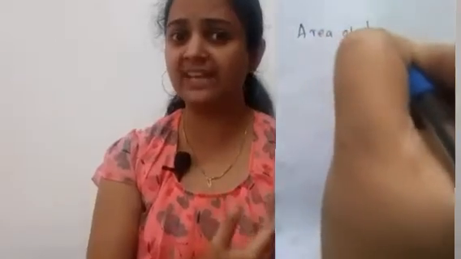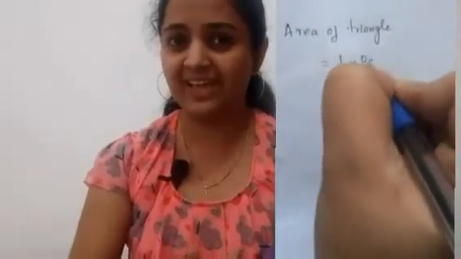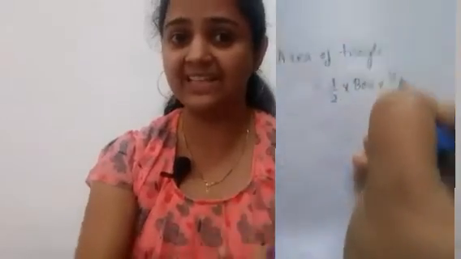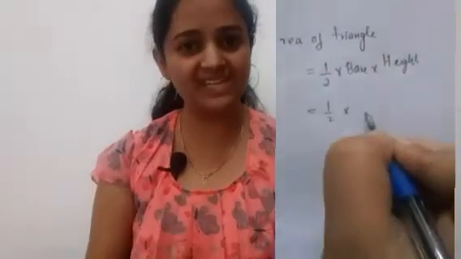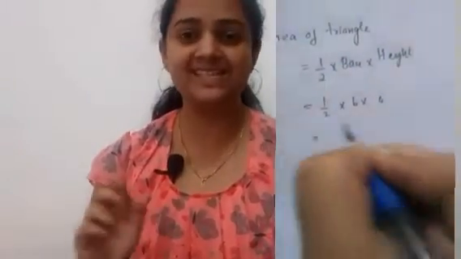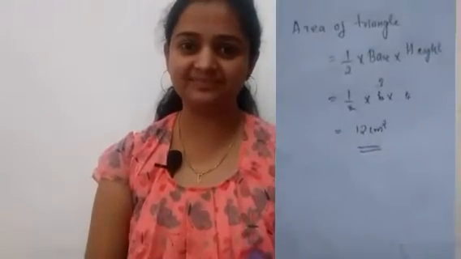Then we can apply it in our equation. That is, area of triangle is equal to half into base into height. We know the base is 6 and height is 4. So by simplifying that, you will obtain it as 12 centimeter square. Hope you understand, isn't it?